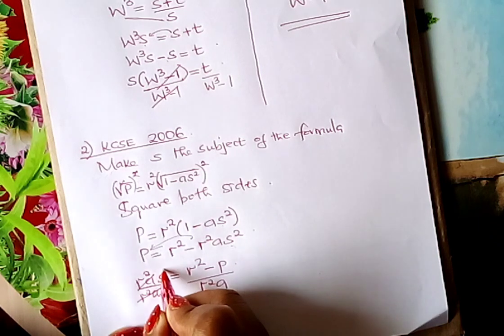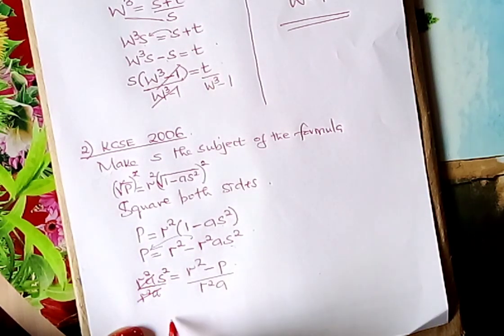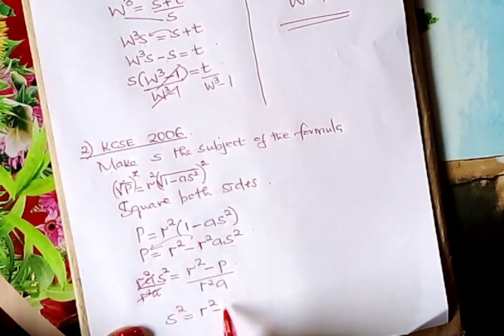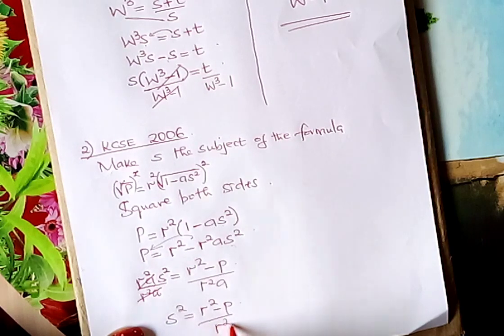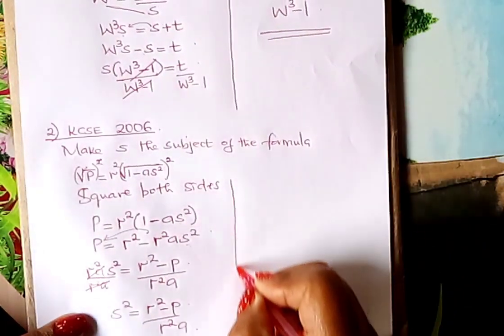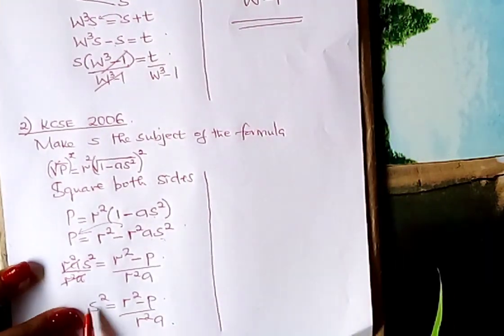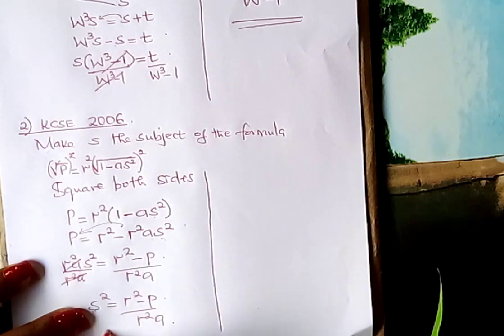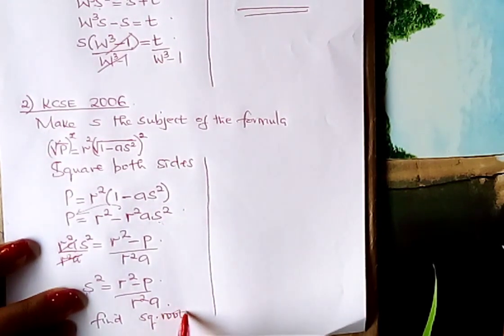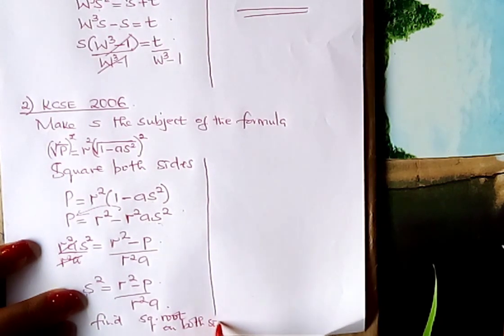And so you are left with what? Remember, it had a square here, learner. So when this cancels out, you are left with S squared is equals to R squared minus P over R squared A. Okay, so there now we have S squared being the subject of the formula. So how do we get S? You find square root on both sides. Find square root. Let me write it like that, on both sides.